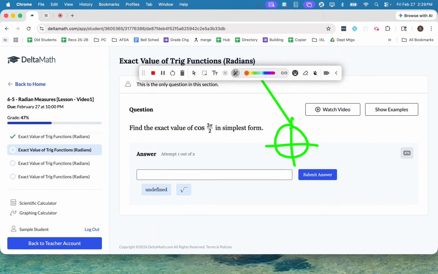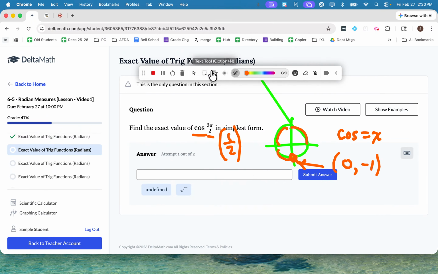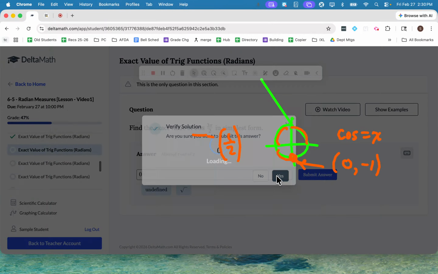Okay, so look at the denominator first. So you know your denomination that you're using. You are traveling by halves. Here's 1 half, here's 2 halves, here's 3 halves. We're right there. What's the value of cosine right here? Cosine is x. That point is 0, comma, negative 1. So therefore, cosine of that angle or location on the unit circle is 0.